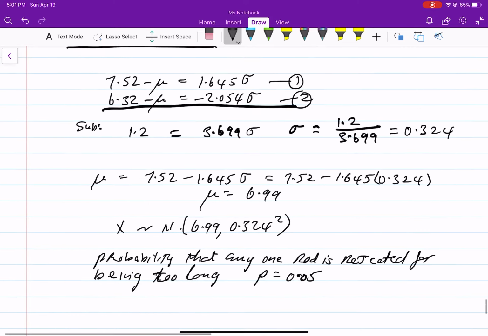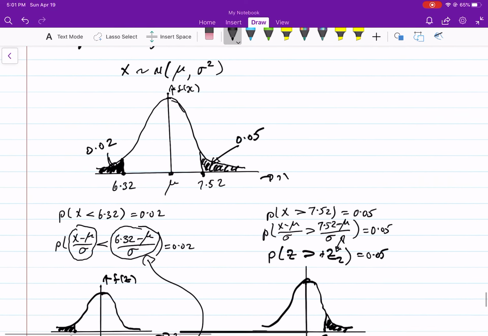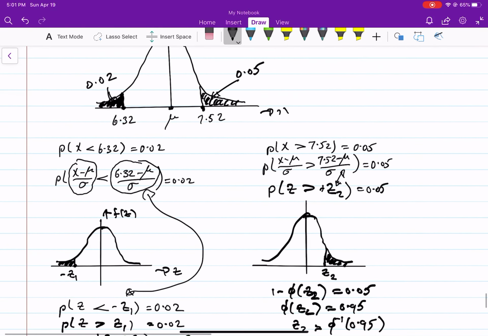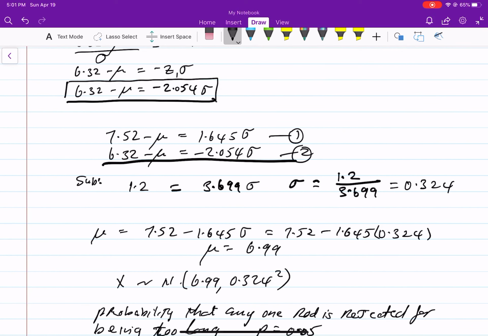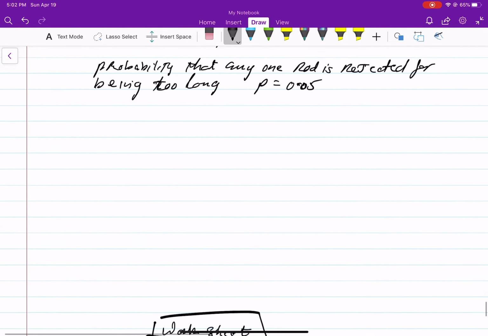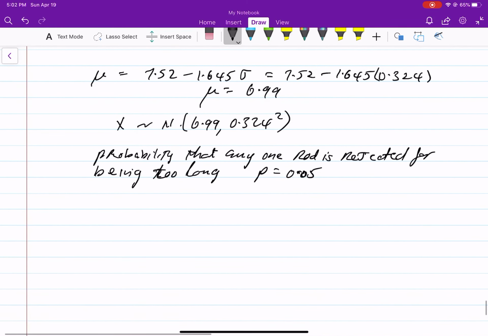The length, we already know what the length would have been. The length that you have to have for being rejected for being too long is 7.52 centimeters. And the probability of being rejected for being too long is 0.05. Okay. Now 10 rods are selected. We want the probability that exactly 3 are rejected for being too long. See the connection? I see a binomial distribution right here.